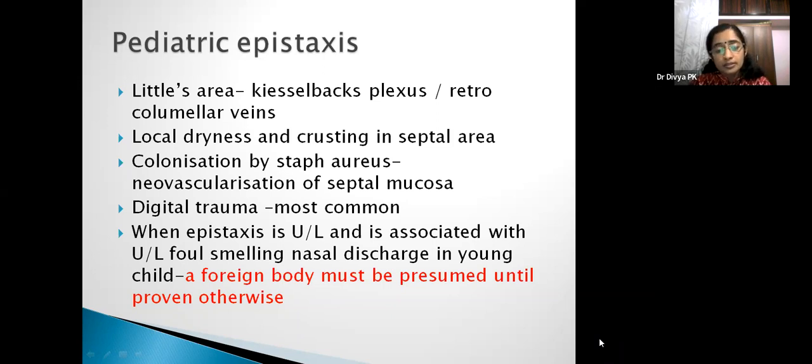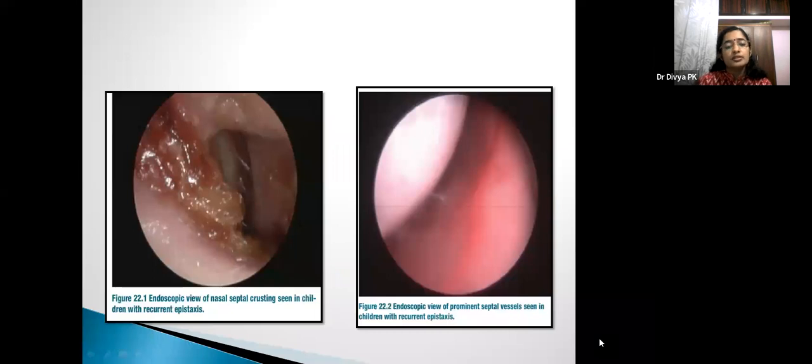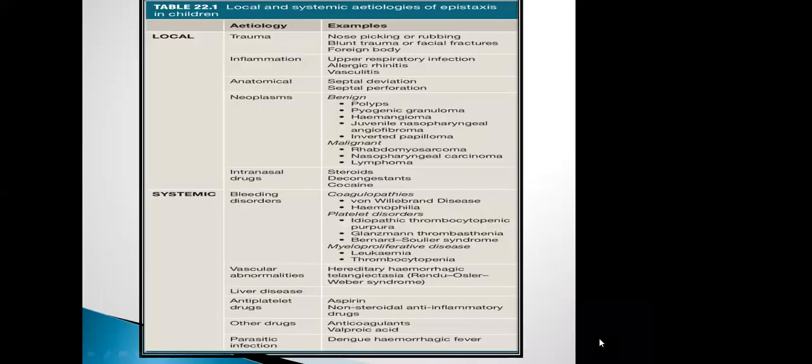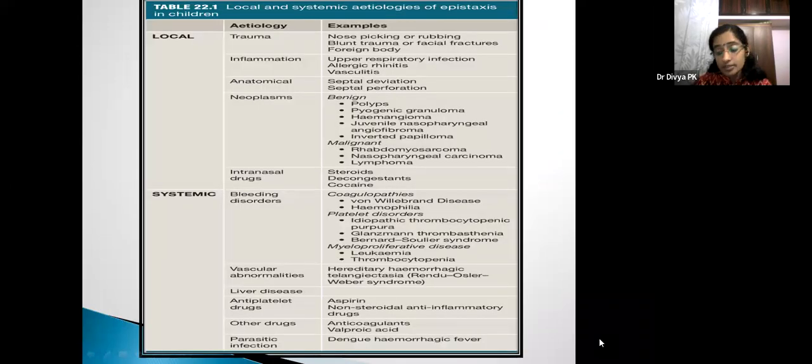When the child presents with unilateral epistaxis associated with a foul-smelling nasal discharge, always consider a foreign body as the first diagnosis. This picture shows the nasal crusting and neovascularization in the nasal septal area. These are the wide causes of pediatric epistaxis.